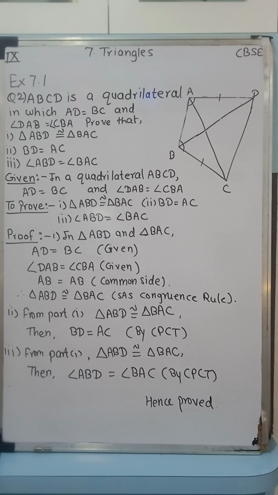We have already solved exercise 7.1 question number 1. I have also explained the SAS rule and ASA rule. The link for the previous example is in the description first, so please go and check it. Let's solve question number 2.